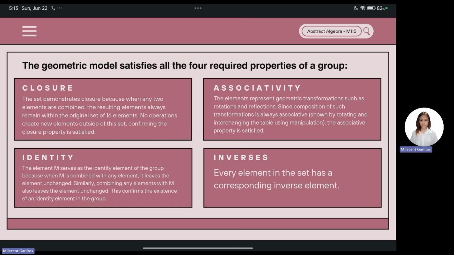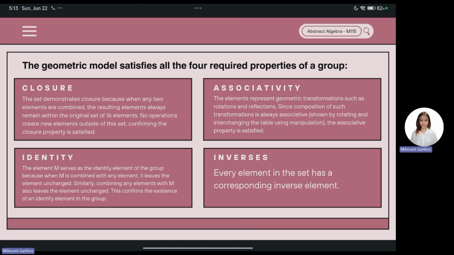So to summarize everything that we have talked about in this video, we have first the closure. The closure property states that the set demonstrates closure because when any two elements are combined, the resulting elements always remain within the original set of 16 elements. No operations create new elements outside of this set. So this confirms the closure property is satisfied. So closure property is checked.